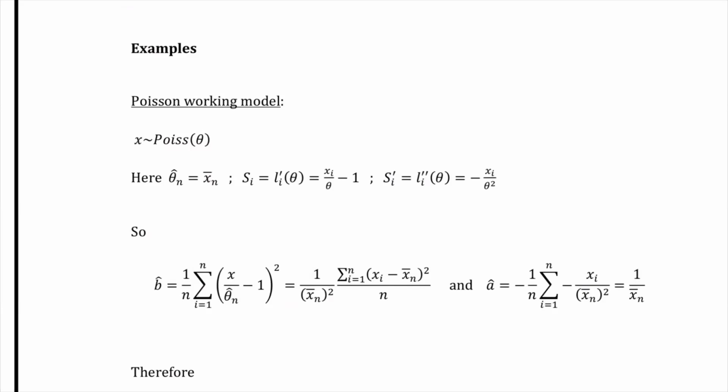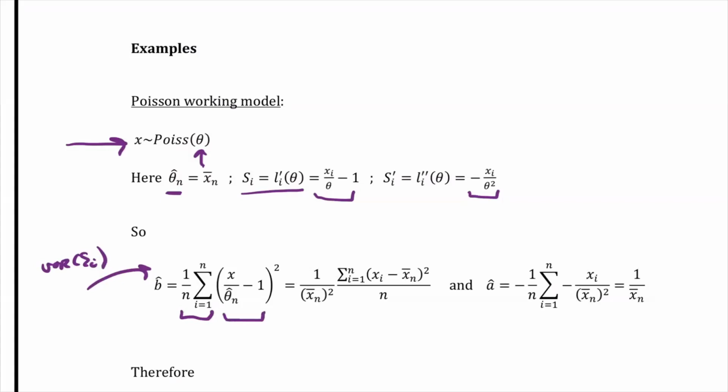So I'm going to change the color here. I have Poisson data. So my MLE for the Poisson is X bar. My score function, which we've done a number of times, is this, and the second derivative of the score function is that. And so if I wanted to estimate the variance of the score function, I am just going to take the average score function squared. That's it.